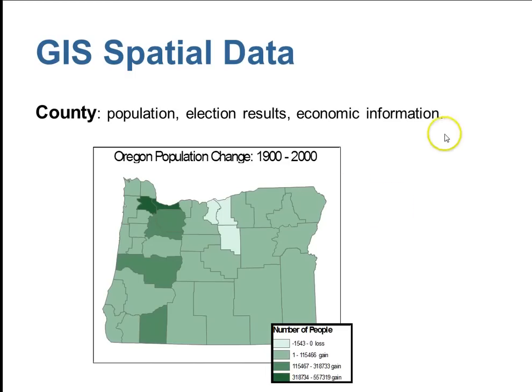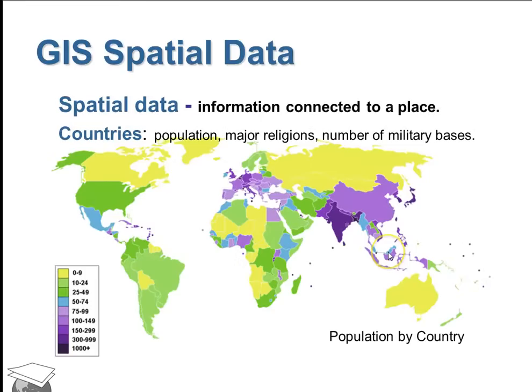Here's another polygon data set, and each polygon is a county in Oregon, and this is showing the number of people who have moved, or the population change from each county. And this is a choropleth map, so the darker the color, the more change in population. And so you can see that Multnomah County and the northern or the central part of the I-5 corridor has had more population change or gain, and some of these eastern counties, drier areas have had population loss.